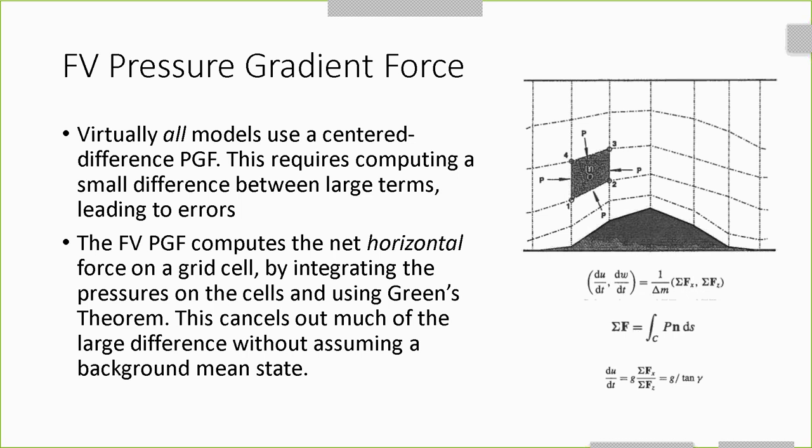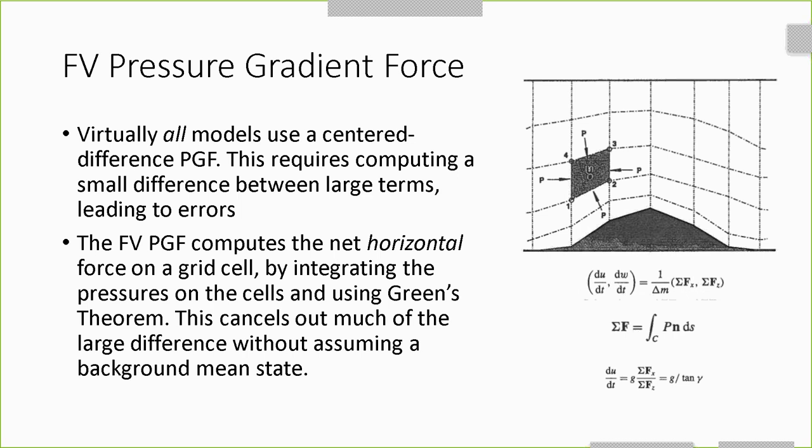So the pressure gradient force is one thing that has to be done a little bit differently because you can't necessarily write it as a flux. However, there is a natural finite volume methodology for this. If you compute it the most naive way, you're taking a large difference of two nearly identical pressure values, which are very big numbers. You're taking a small difference of two big numbers, and that's where error comes in.